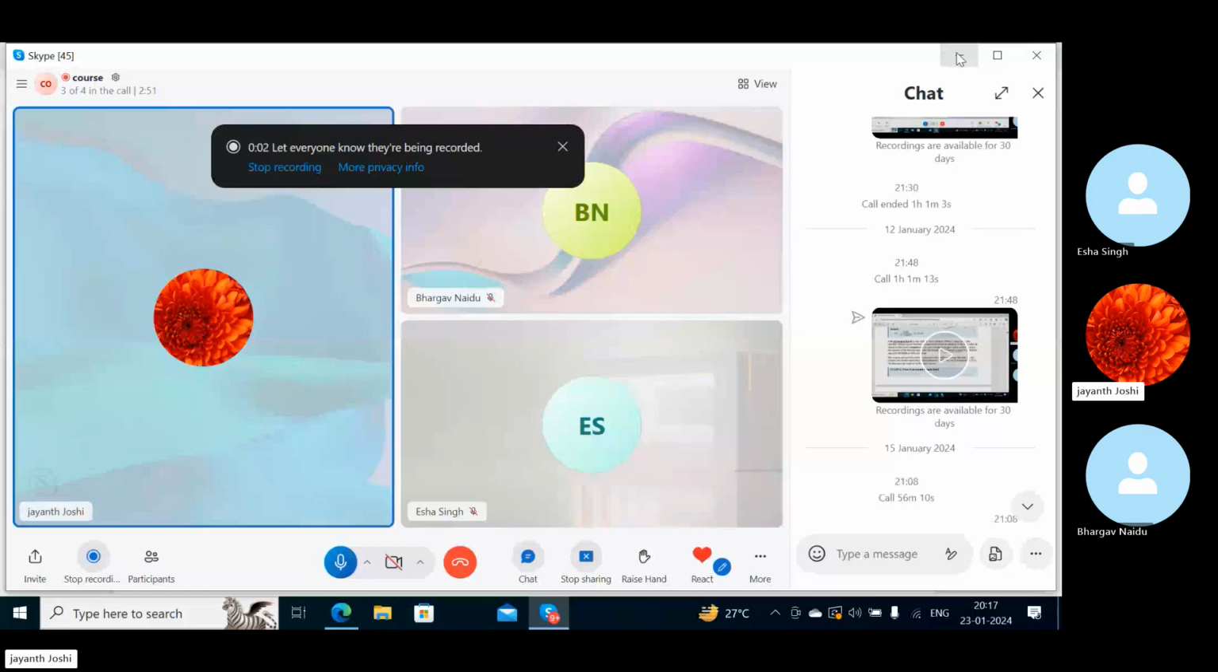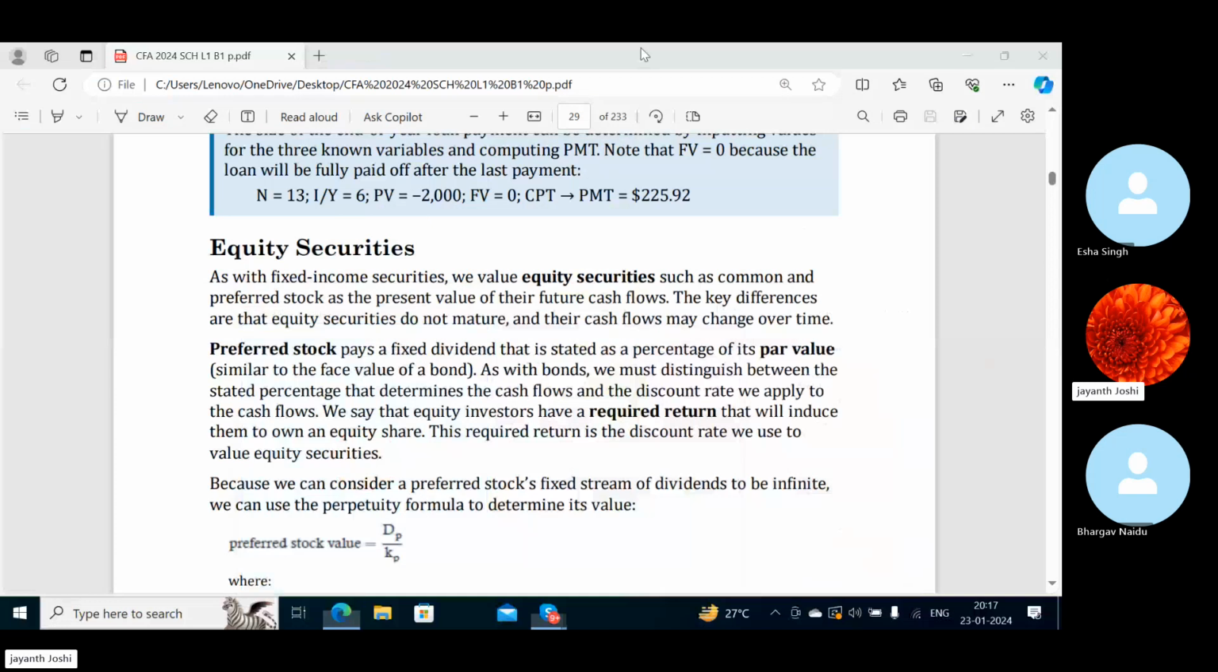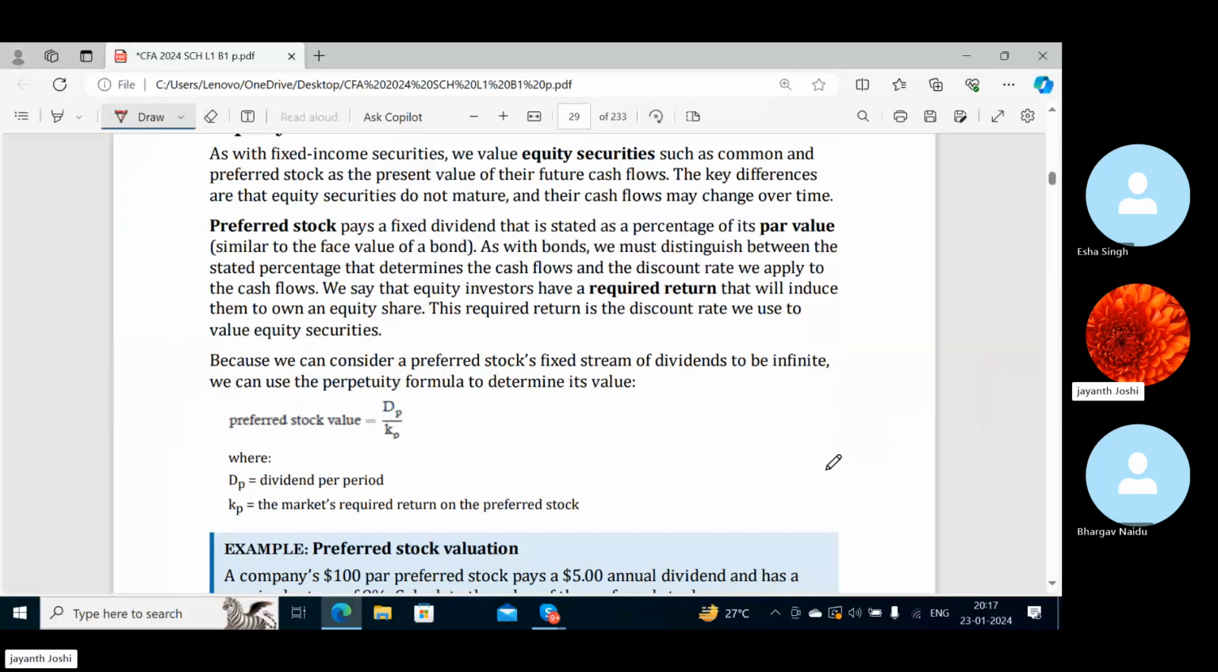Okay. So we are into equity securities. So I'm speaking about equity share or preference share. We already know what is the difference between equity share and preference share, so I need not explain those differences. So let's say how to find out the value of a preferred stock. The question is, how can we find out the value of a preference share?